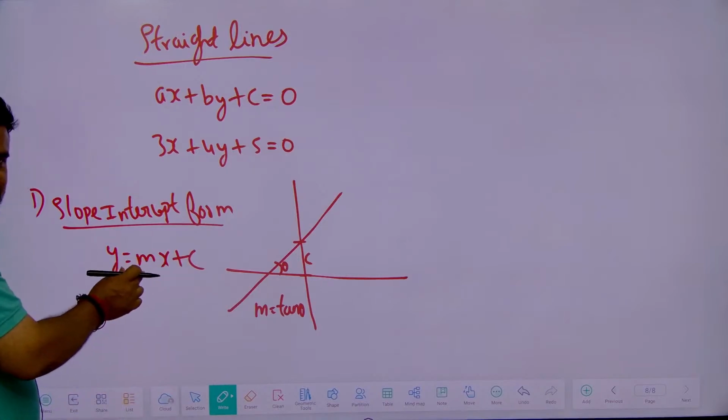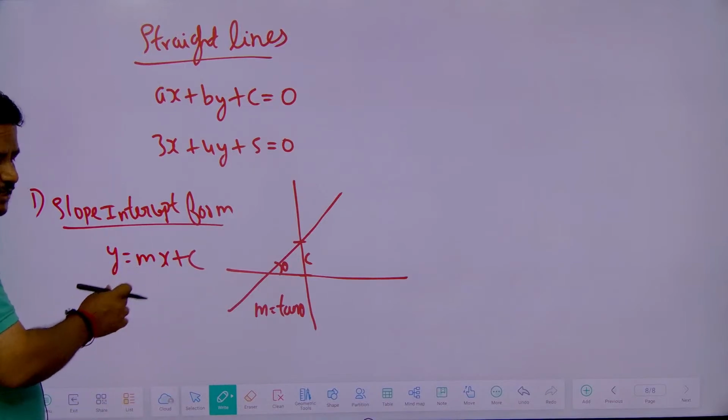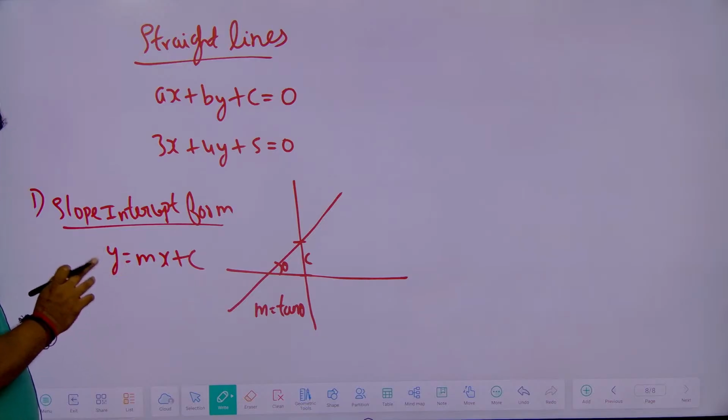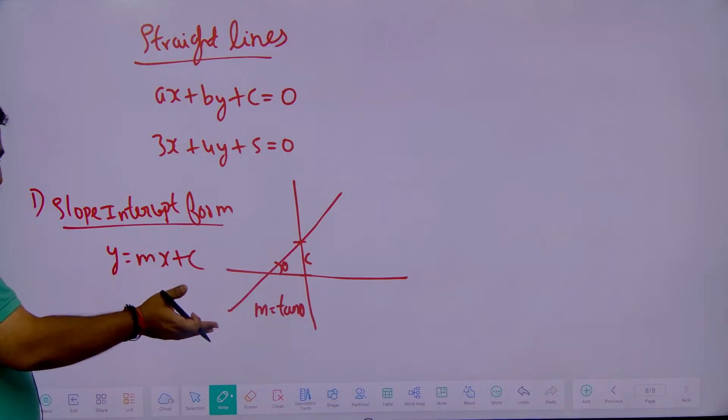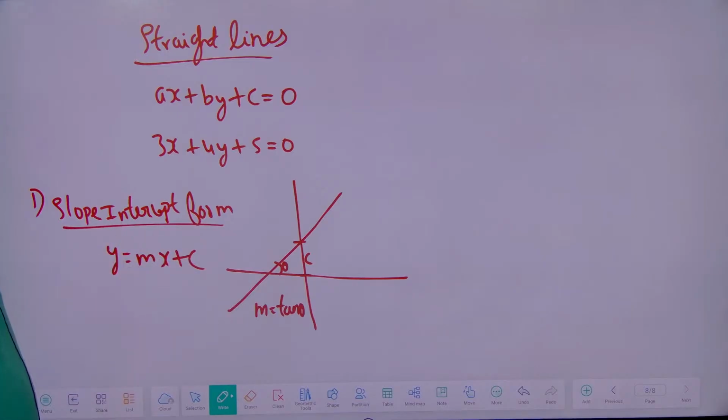Okay, this m is what? Tan theta, not theta. M is tan theta. Slope. M is the slope. Okay, m is the slope and c is what? Y-intercept. Okay, got it, all of you.